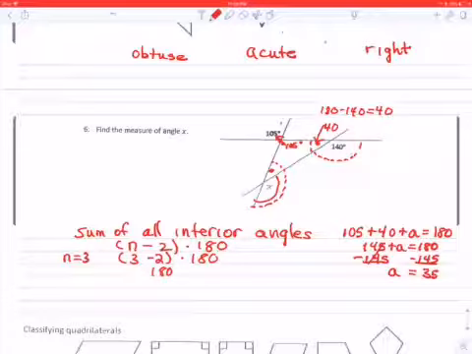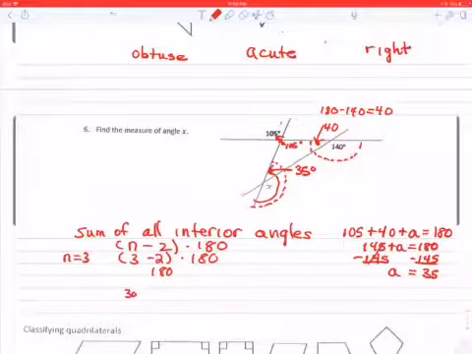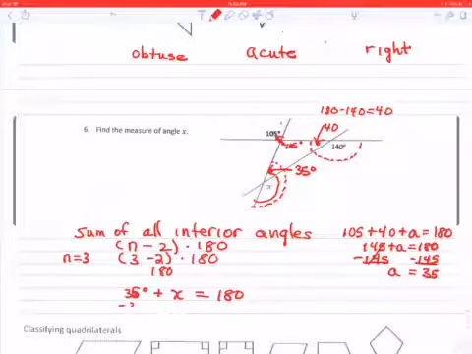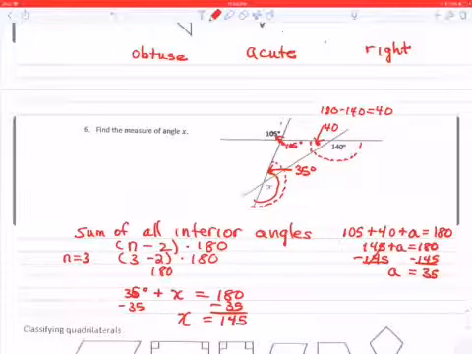So if this angle is 35 degrees, what I said was that angle x was supplementary to it. So the sum of that angle, that third angle, plus angle x has to equal 180. So I see that the measure of angle x equals 145.